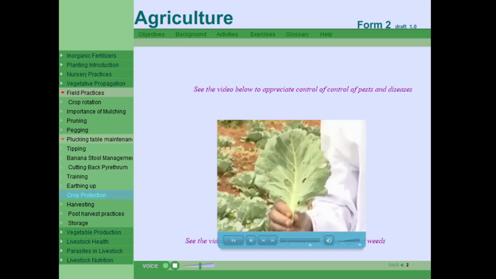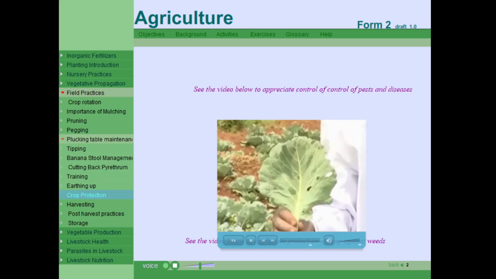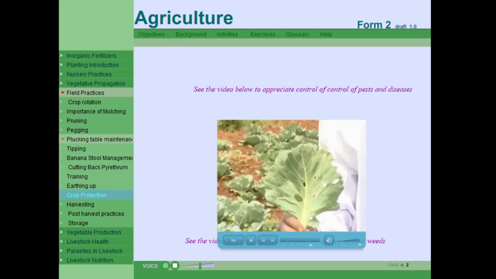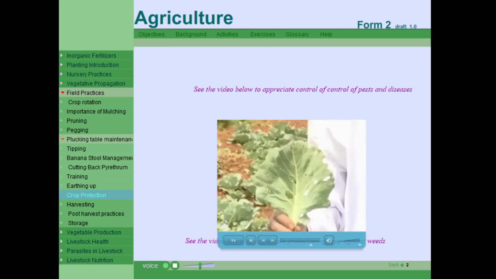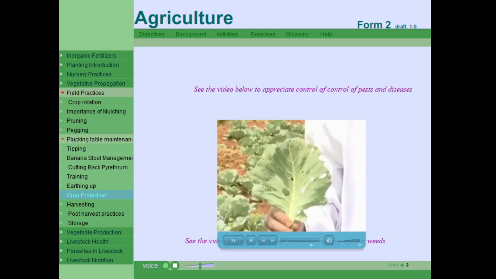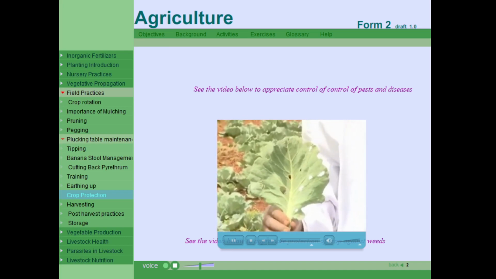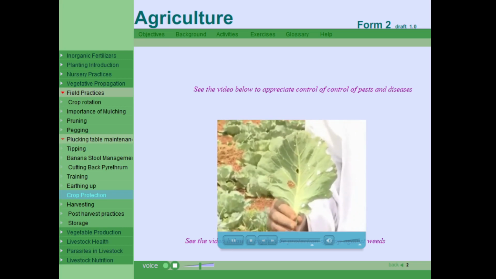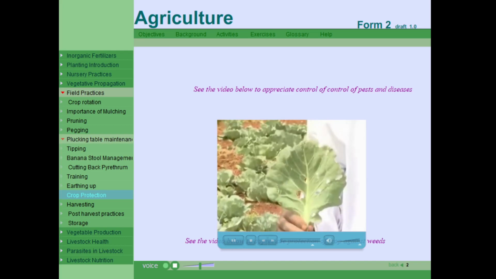Now the effect of those holes is to reduce the photosynthetic area, meaning that the plant is unable to manufacture enough food, which normally affects the growth of that particular plant and also affects the amount of production that the farmer is going to get from his cabbage.